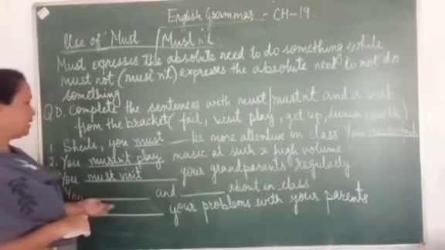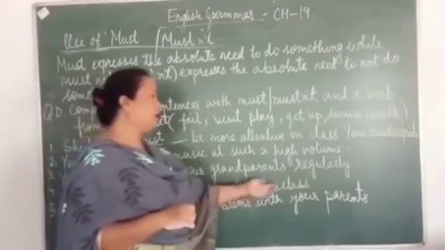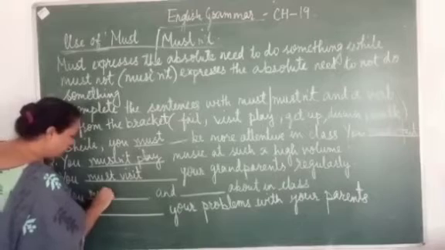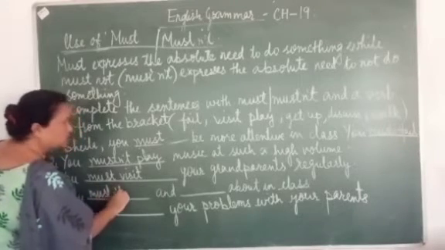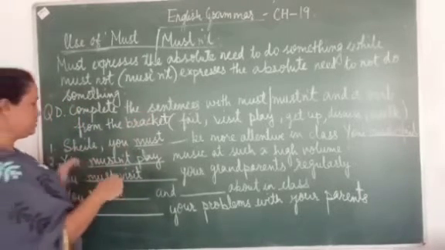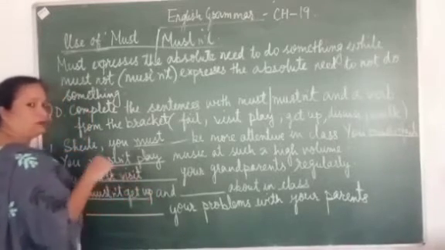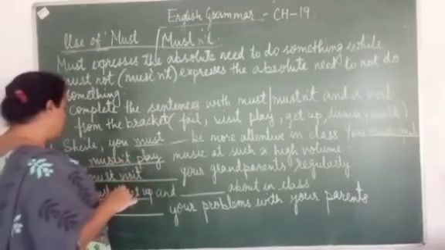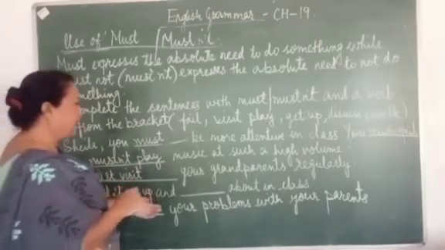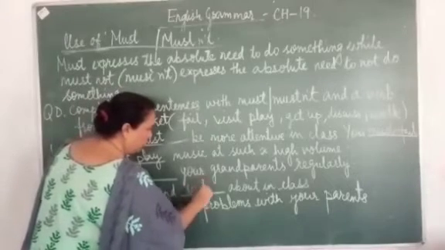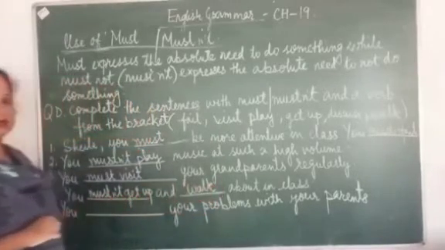Next, you dash and dash about in class. So what you shouldn't do in class? You mustn't. Let us have a look. You mustn't get up. That means you shouldn't get up. You mustn't get up from your place. So you mustn't get up. And what should we not do? And walk about in class.